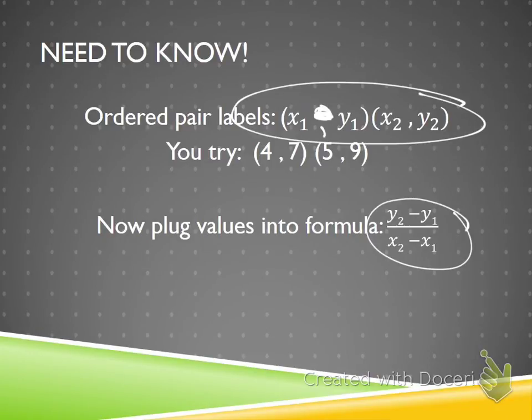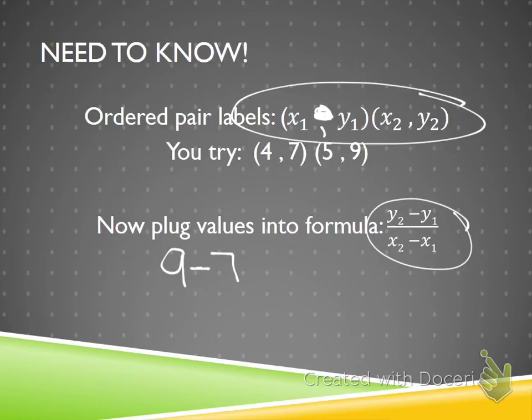Our X1, Y1, X2, Y2 helps us label the values. Are you paying attention? It helps us label the values in my ordered pairs so I know what value to plug in for what variable into my formula. So say it with me. 4 is my X1, Y1, X2, Y2. Which value is Y2? 9. So plug in 9 for Y2. Which value is Y1?